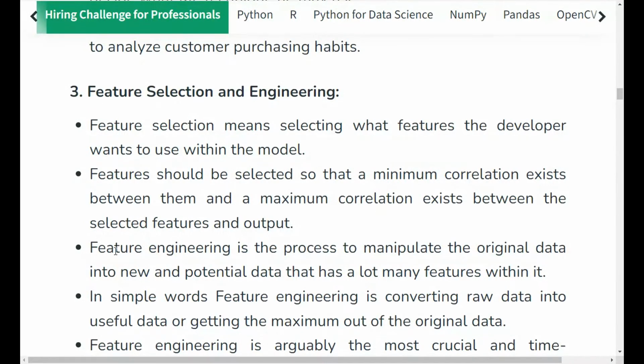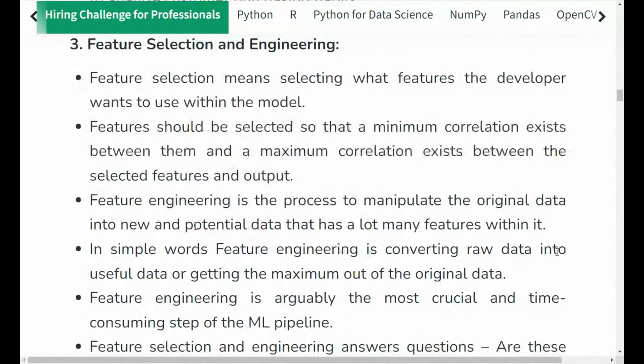That's what we are trying to say here, that there must be a minimum correlation between the data columns that exist, and the maximum correlation must exist between the selected features and the output that you are expecting. Feature engineering is a process to manipulate the original data into new and potential data.